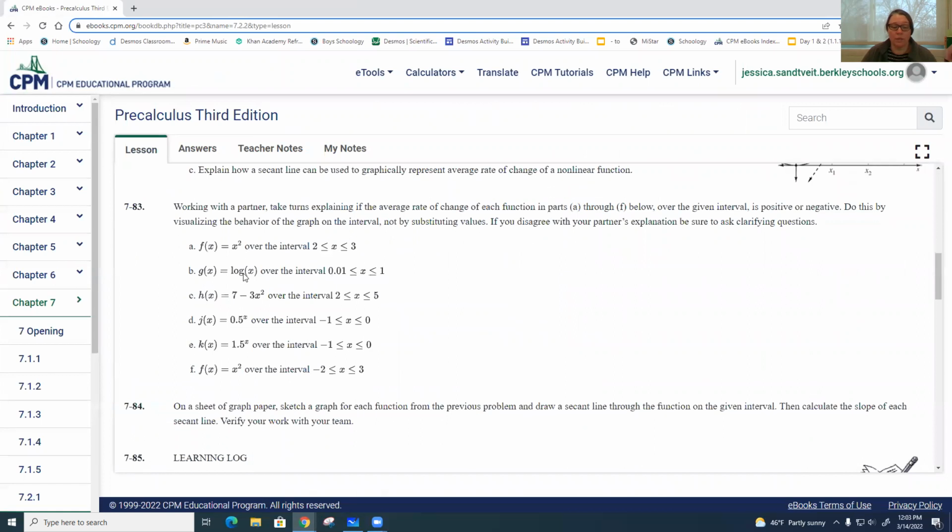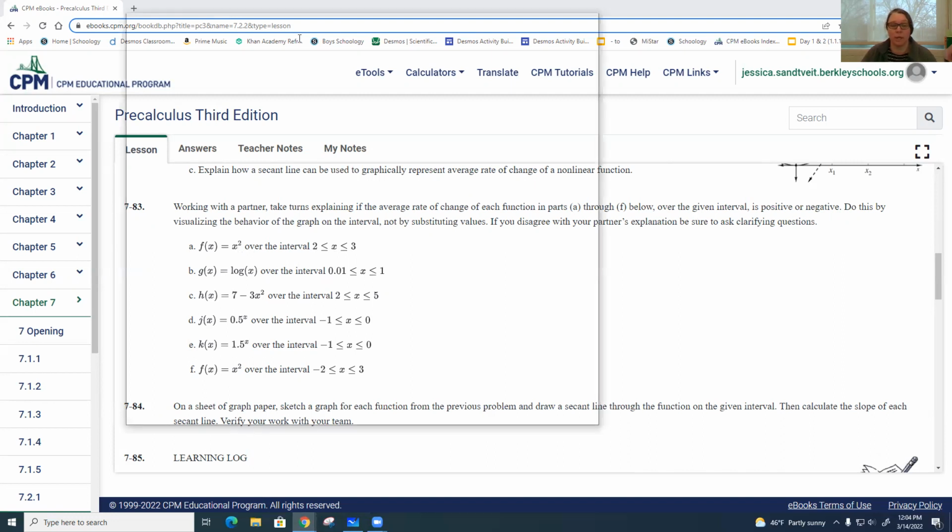So let's look here at 83. They give you all these different equations and they want you to visualize, is the average rate of change going to be positive or negative? And they want you to do that not by just plugging these numbers in like we were just doing, but by visualizing the graph, by saying to yourself, okay, that's a parabola from 2 to 3. What's going to be happening from 2 to 3 when I look at a parabola? So that's what they want you to be thinking about.